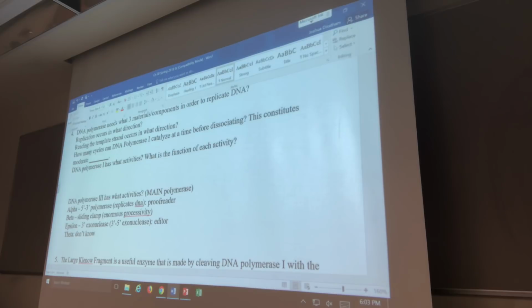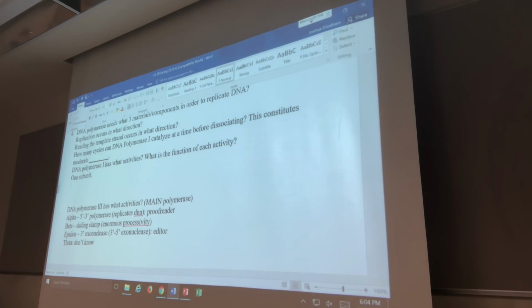DNA polymerase 1 is different. Is DNA polymerase 1 one subunit or multi-subunit? One subunit. It is just one subunit, exactly. However, confusingly, this one subunit has 3 activities, all on a single subunit. That is because this enzyme has 3 active sites.